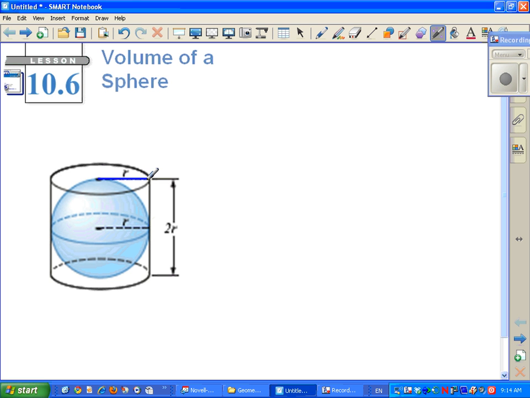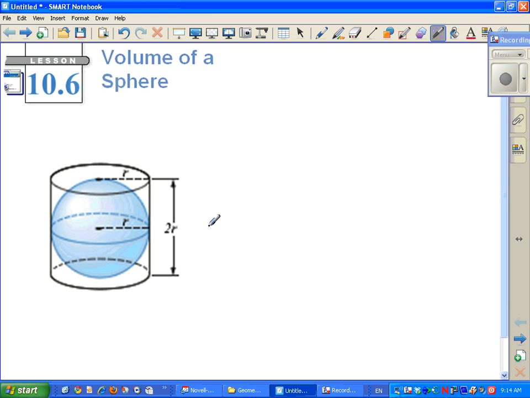And so the sphere is actually sitting so that the top of the sphere is hitting the top of the cylinder, and the bottom of the sphere hits the bottom of the cylinder. So that means that the distance from the top to the bottom is 2r. Two of the radii make up the height of that cylinder. So let's talk about the volume of the cylinder first, and then let's talk about how the sphere sits inside the cylinder.